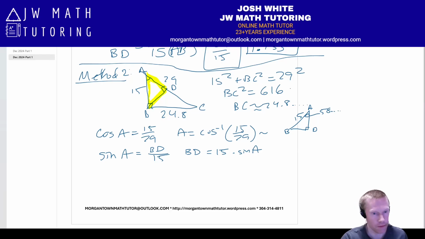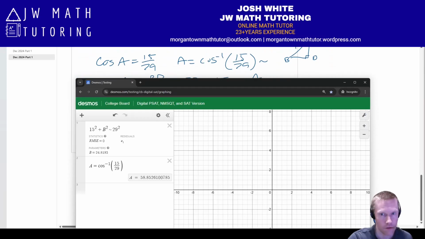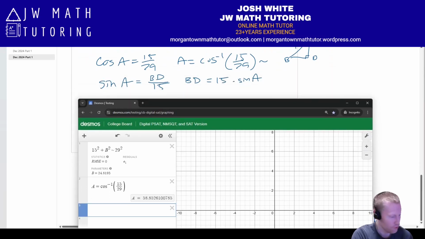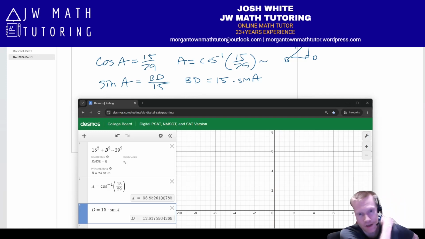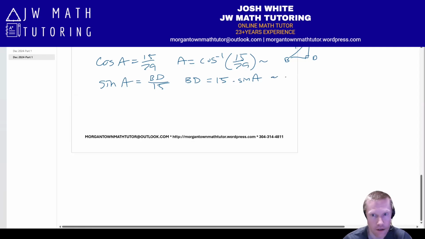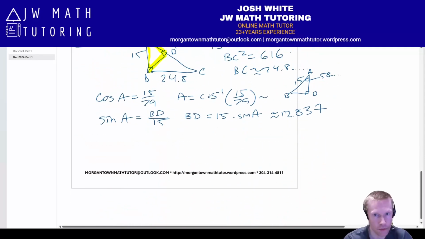So now I'm just going to go back to Desmos, scroll down here, there we go. And I'm just going to define this as D. Just 15 times the sine of A. And again, because I have A defined here as an exact value, it will just carry it down. I don't need to retype 15.8526, and so on. All right, so now we do that. Now we have the length of BD, 12.837. So now we can find the ratio of BC to BD.